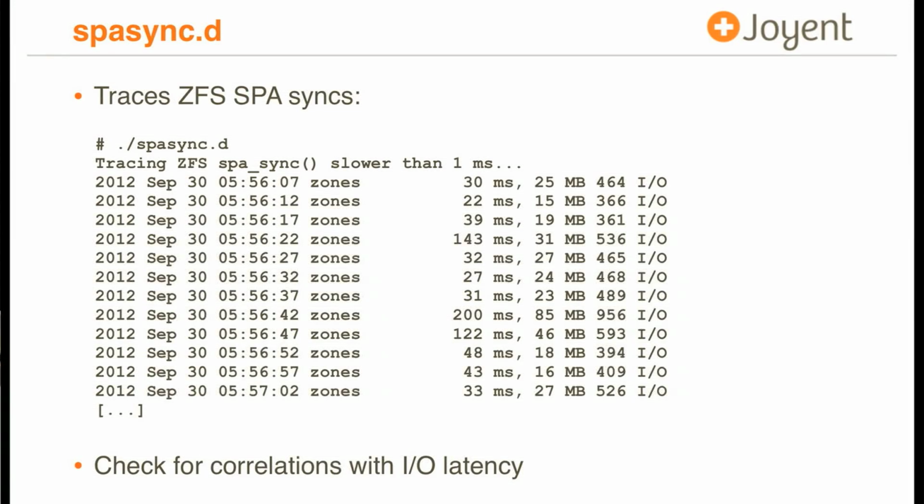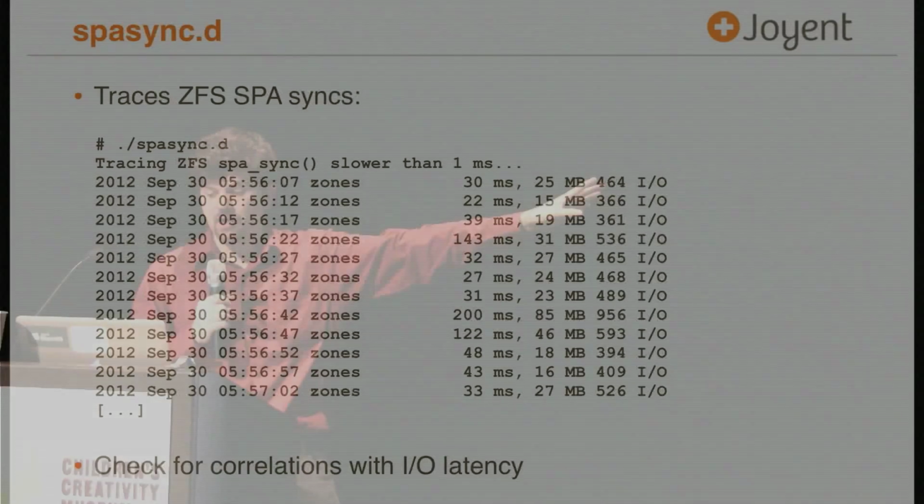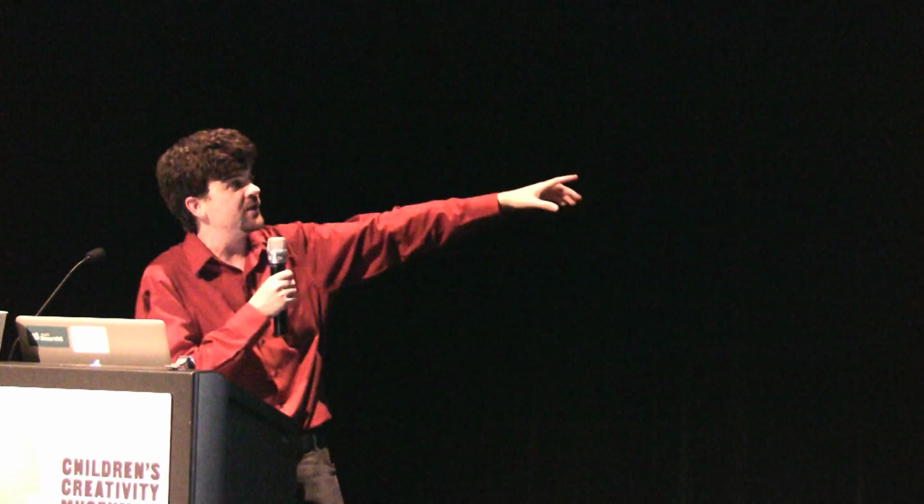spasync.d is another go-to tool. This traces the ZFS spa syncs, and I use it to check for correlations with IO latency. If there are latency bubbles at the application level that correspond here, then we know why. And of course, the ZFS spa sync is tunable. We can change the rate at which it syncs out so that they're smaller and interfere less.